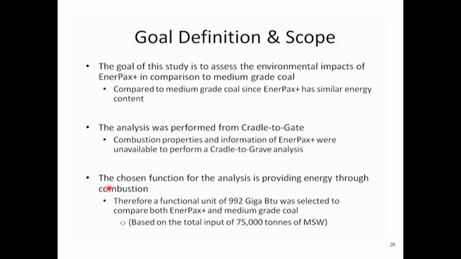Okay. The chosen function for the analysis is providing energy through combustion. Therefore, a functional unit of 992 giga BTU, that is British thermal units, was selected to compare both NRPX Plus and medium grade coal based on the total input of 75,000 tons of municipal solid waste.